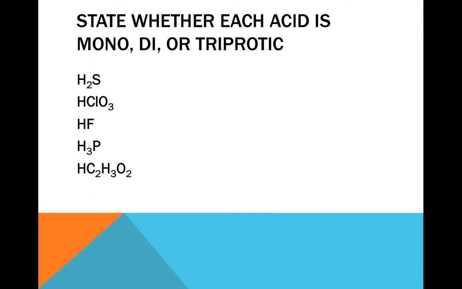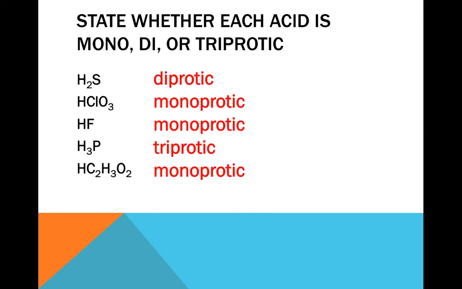Okay, so here are the answers. H2S has two hydrogens, so it is a diprotic acid. HClO3 is monoprotic because it only has one hydrogen. HF is monoprotic, one hydrogen. H3P is triprotic because it has three hydrogens. And then acetic acid, HC2H3O2, is monoprotic because it has one hydrogen ion to give away.